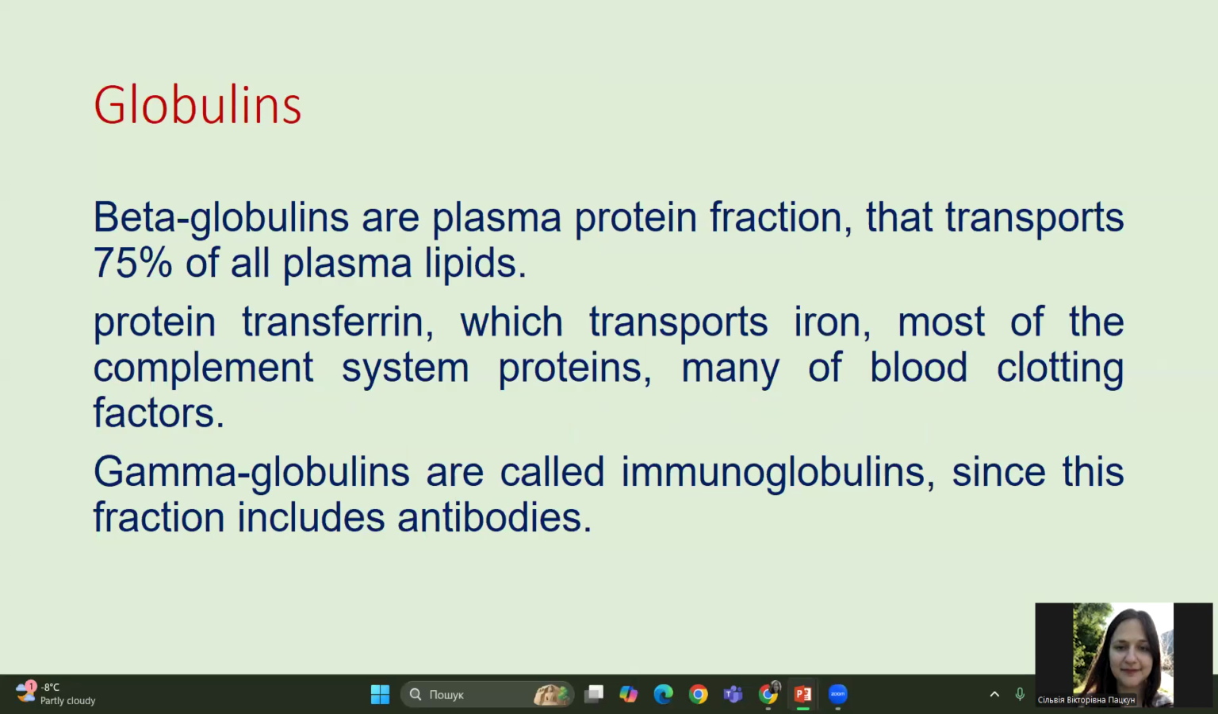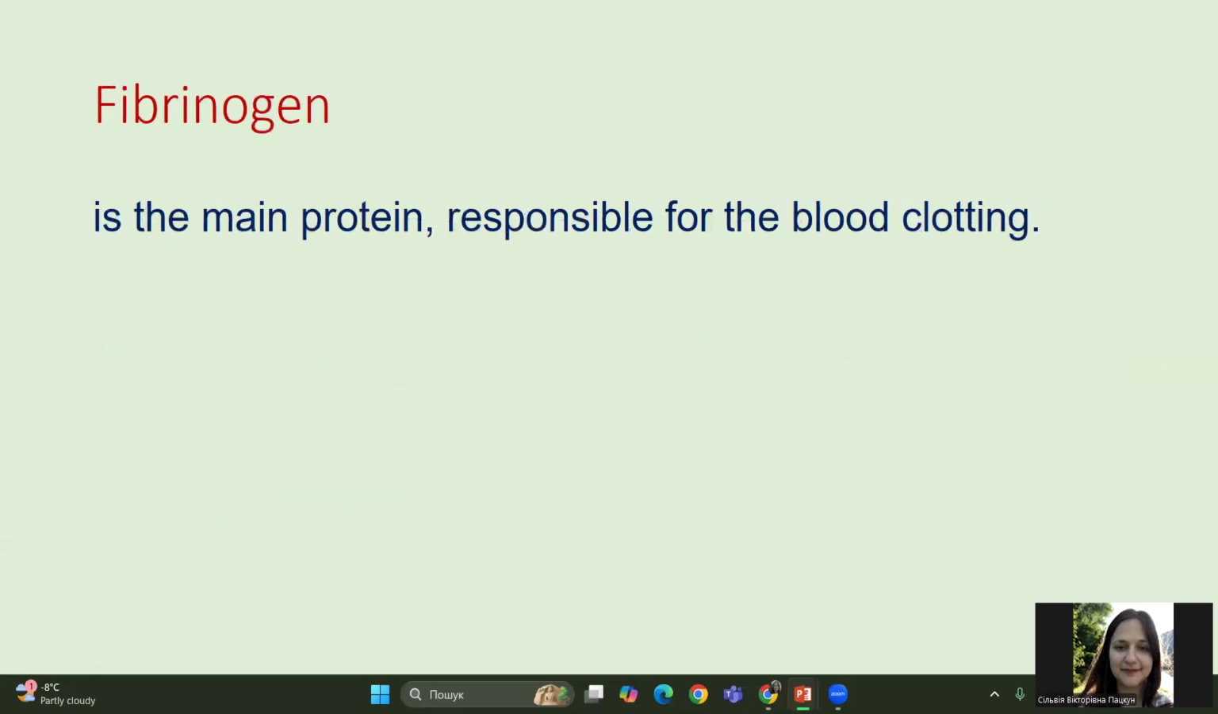Beta globulins are a plasma protein fraction that transports 75% of all plasma lipids. It includes the protein transferrin, which is the transport form of iron, most of the complement system proteins, and blood clotting factors. Gamma globulins are called immunoglobulins, since this fraction includes antibodies. Fibrinogen is the main protein responsible for blood clotting.